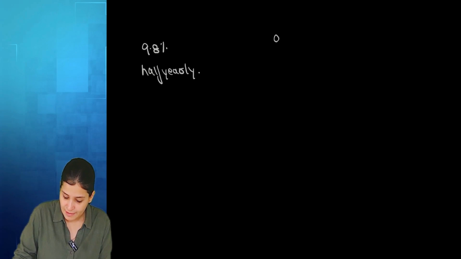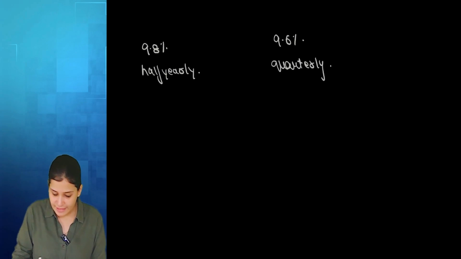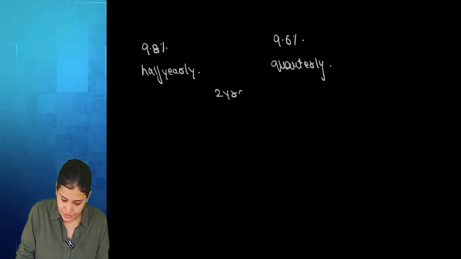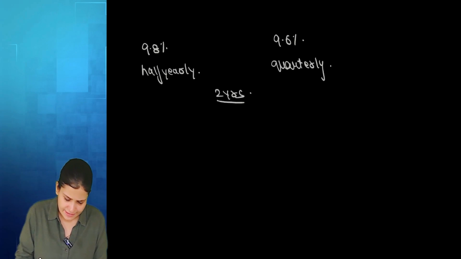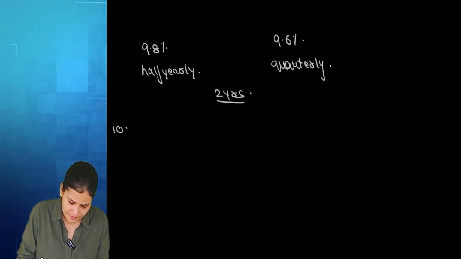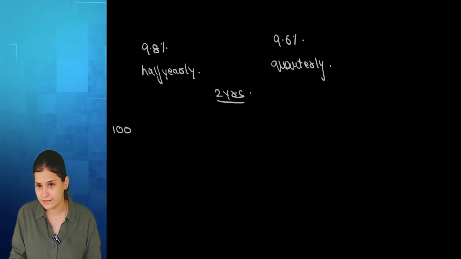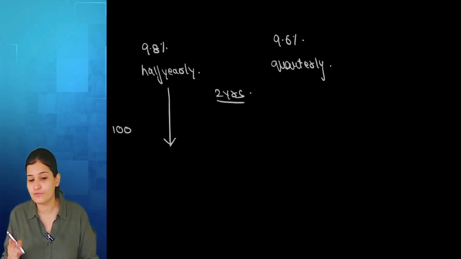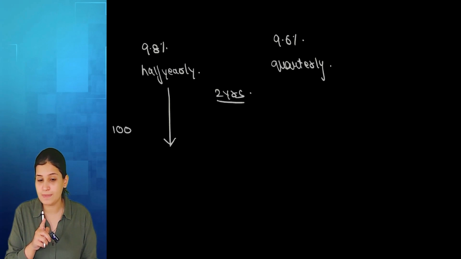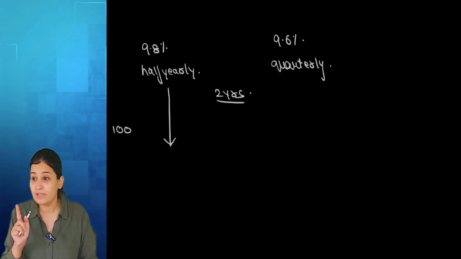And another bank says 9.6% compounded quarterly. Agree? So if I take the time period to be 2 years, and let us say that I'm talking about rupees 100 only. In this scenario, can you tell me after a period of 2 years, this 9.8% when compounded half yearly will give me how much amount in return for 100?